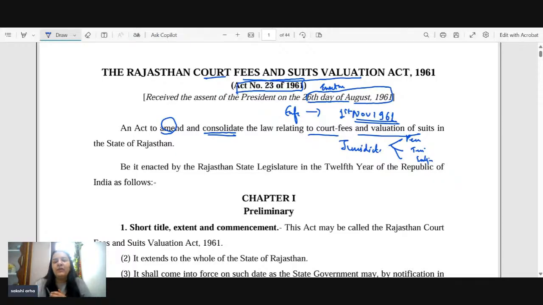Then comes pecuniary jurisdiction. Now, what is pecuniary jurisdiction? If the value of your suit is 1 lakh, then you have to approach the civil judge court. If it is more than 2 lakh, then approach the senior civil judge. If it is more than 5 lakh, then approach the district judge court. So accordingly, pecuniary value के आप कोर्ट अपना डिसाइड करते हैं. So when we decide the valuation of suit, it helps in deciding the pecuniary jurisdiction of the court.